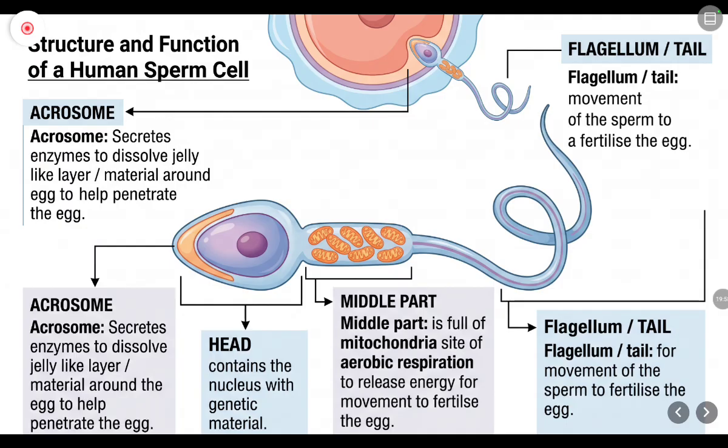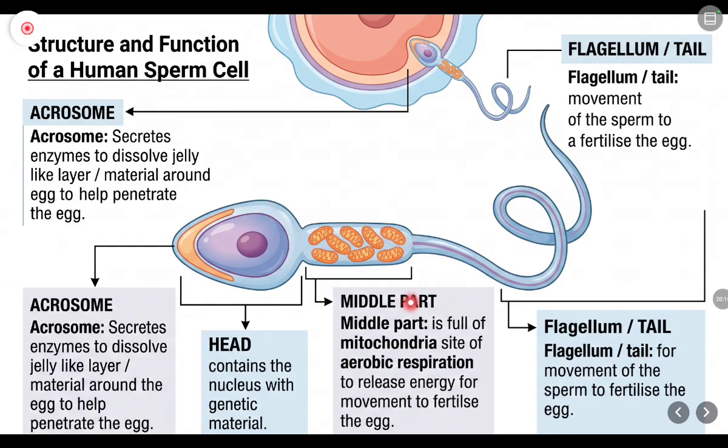Now, the head part of the sperm cell contains the nucleus, and you can see that nucleus is the purple circle present in that spot. It contains the nucleus with the genetic material, and then there is the middle part, present in the middle of the sperm cell.